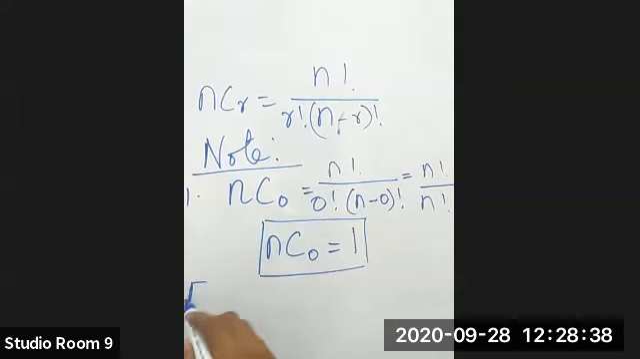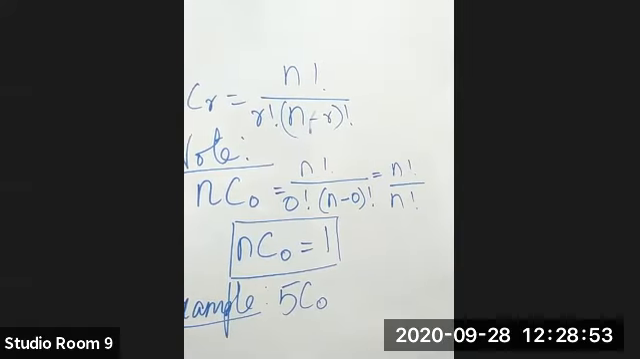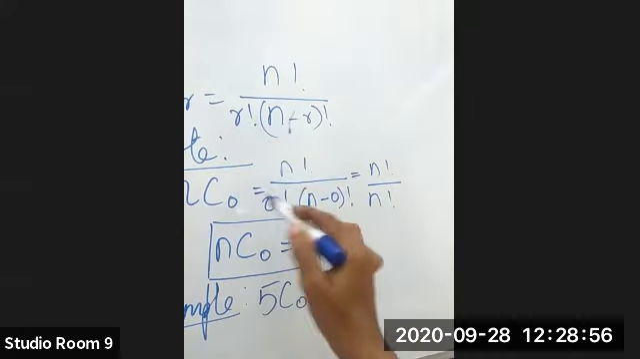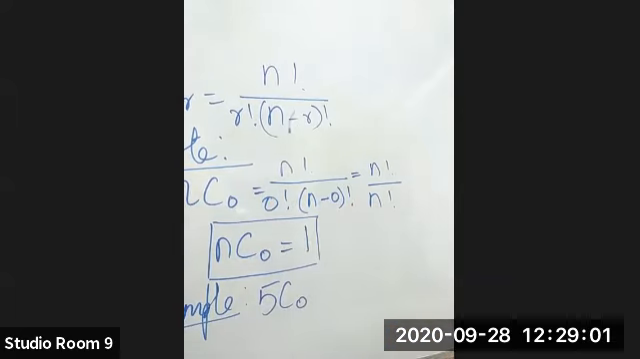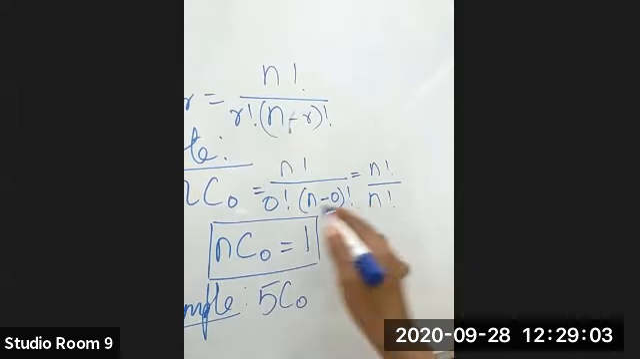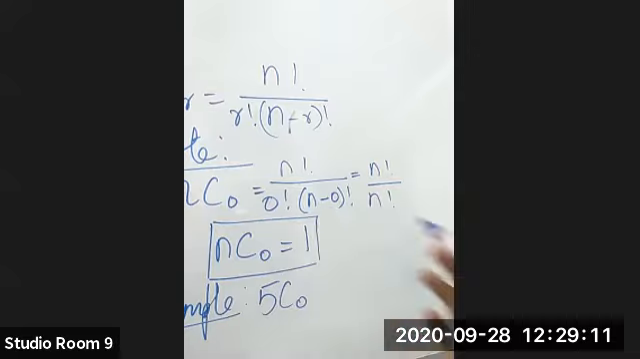So for example, what is 5C0? Ma'am, I have a doubt. How did the denominator become n factorial? What's the definition? nC0, r is 0. So n factorial by 0 factorial into n minus 0 factorial. What is n minus 0? 0 factorial is 1, so n factorial. Is it okay? Yes, ma'am.